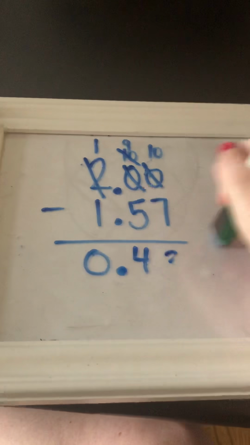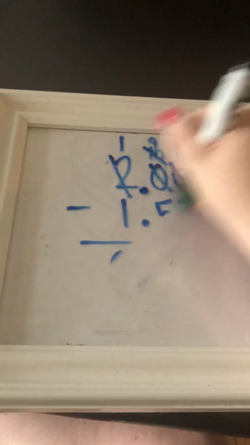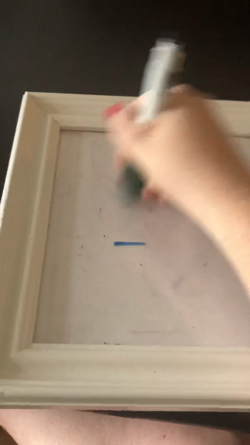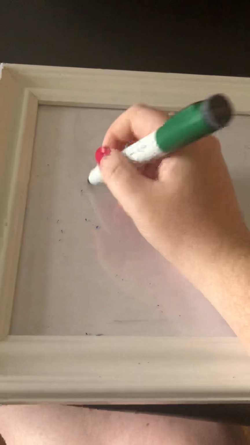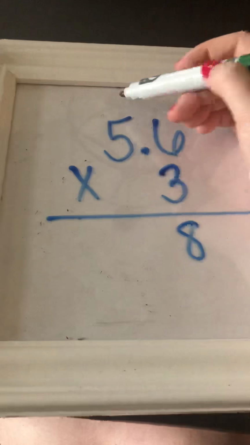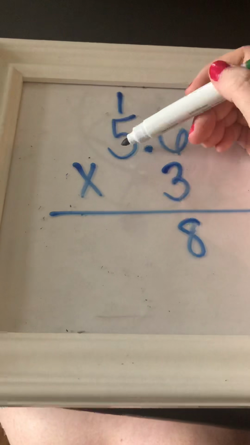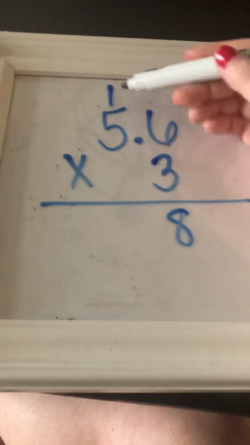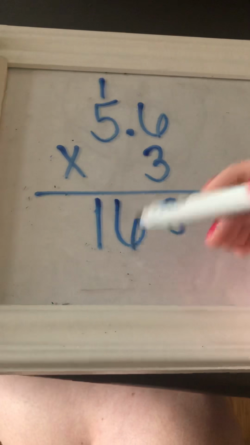So that's pretty straightforward, adding and subtracting decimals, as long as you do keep in mind that you need to line the decimal point up. Okay, let's look at a multiplication problem now. Let's do 5 and 6/10 times 3. So 3 times 6 is 18. 3 times 5 is 15, and one more makes 16.